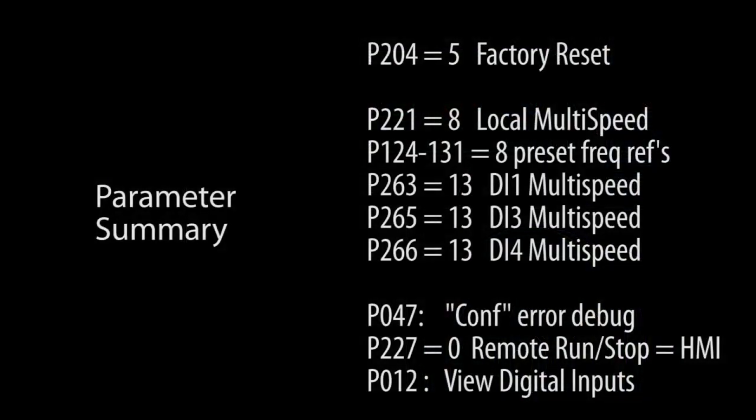Here's a summary of the parameters we used in this video. And really, all we did was tell local mode its frequency will be controlled by multi-speed. We set up the 8 preset frequencies, and we configured the 3 digital inputs to configure which of those frequencies we want to use.